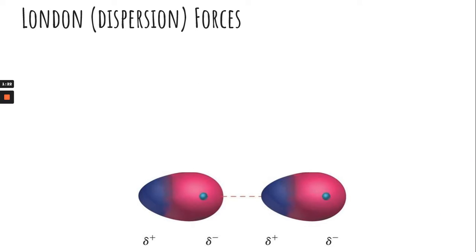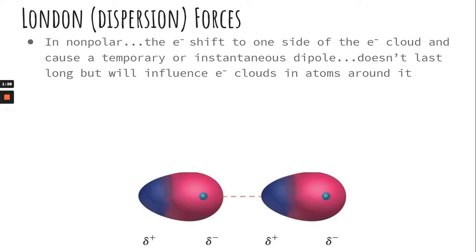The first is London dispersion force. These are for nonpolar molecules. And in a nonpolar molecule, the electrons shift to one side of the electron cloud and cause a temporary or instantaneous dipole moment. It doesn't last very long, but it can induce a dipole moment in a molecule nearby. So in the picture here, we have a nonpolar molecule. The electrons shift to one side of that molecule, so it becomes delta negative for an instant, which could then cause the electrons in the neighboring molecule to shift to the opposite side.